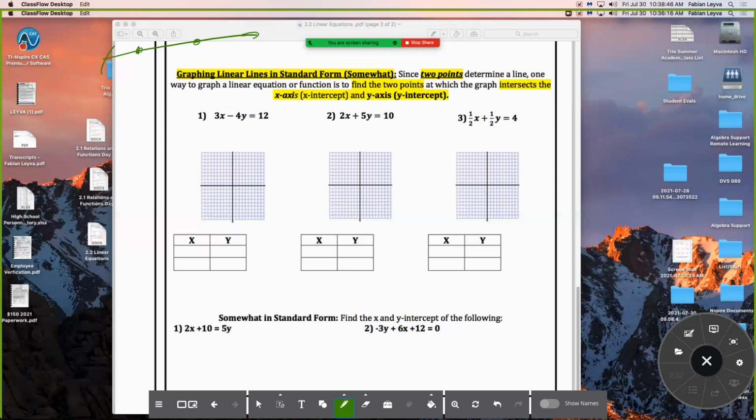What I'm trying to get at here is, if you're in standard form, or you recognize something that's somewhat in standard form, always use the following strategy. Choose 2 points and graph them in order to draw a line through those points. So let's do a little bit of background.